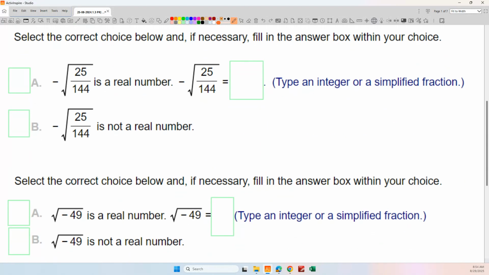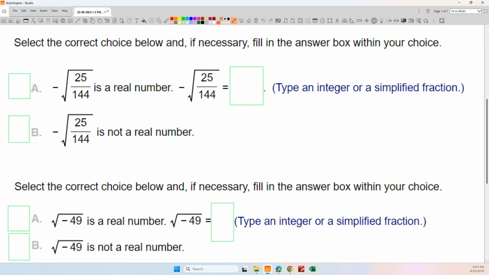All right. How about this stuff? Let's take a quick look here. Which of these is the best answer, A or B? Is it a real number or not a real number? In other words, can we do this?